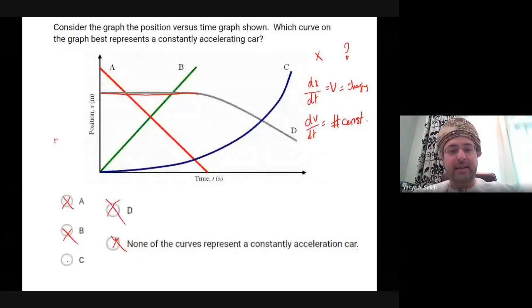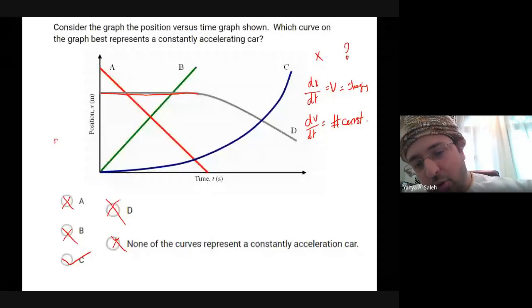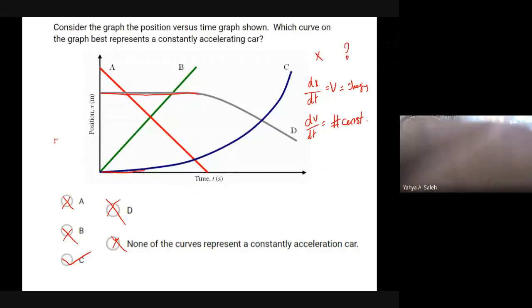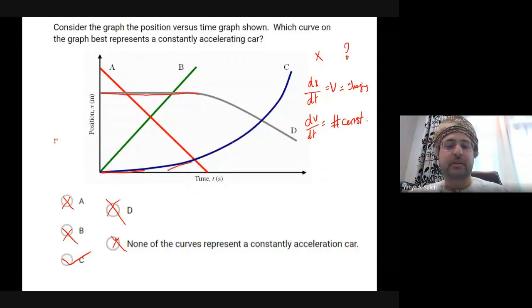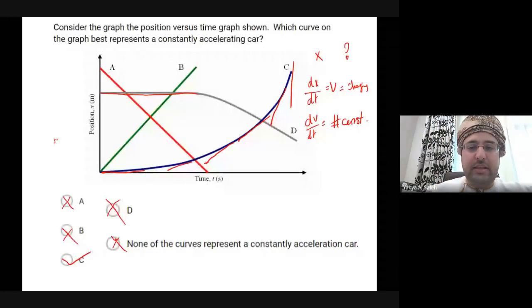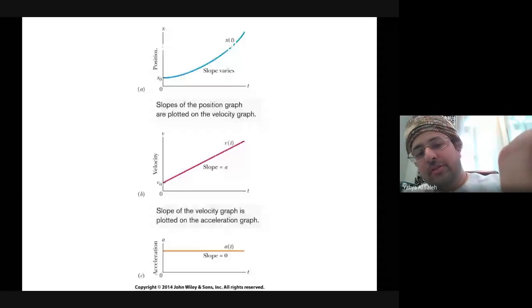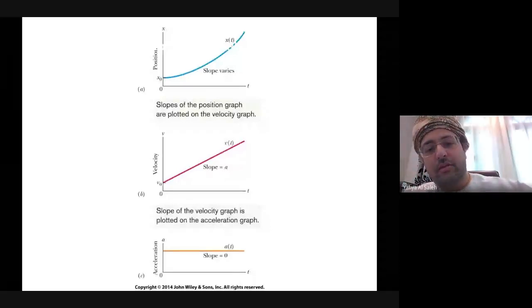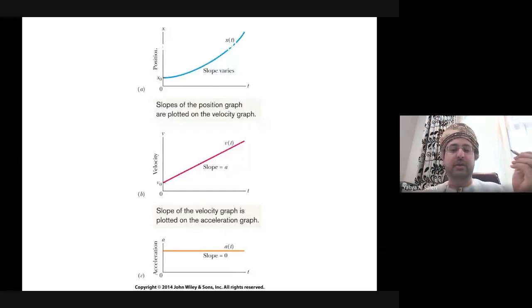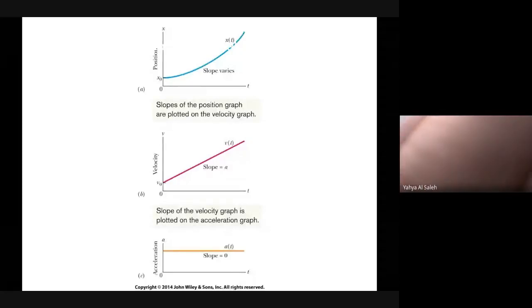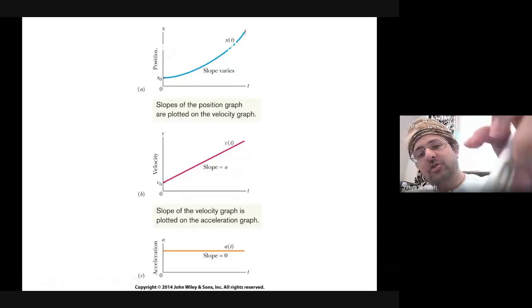We have a line that is constantly changing, which means if I find the slope at each and every point, I will get a different number at each and every point. So if I try to plot now the velocity with time, I will get this. I have something where the slope varies, then I get a straight line, and that gives me a constant acceleration. Let's do it with an example. What does this line remind you of? What kind of function from math?